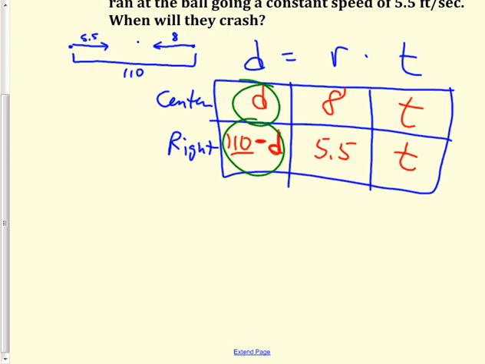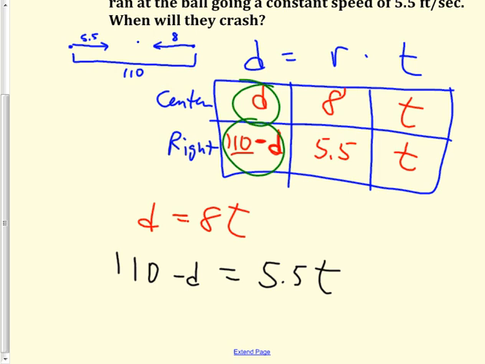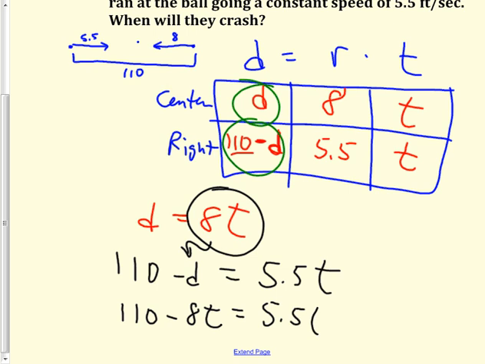So tell me the first equation, please. Yep. And the second equation, 110 minus D equals 5.5T. And then I just use substitution. I got D is 8T. That's the easy thing to stick in. Wherever I see a D, I should stick in 8T. So I could put it right there. And so then this is 110 minus 8T equals 5.5T.